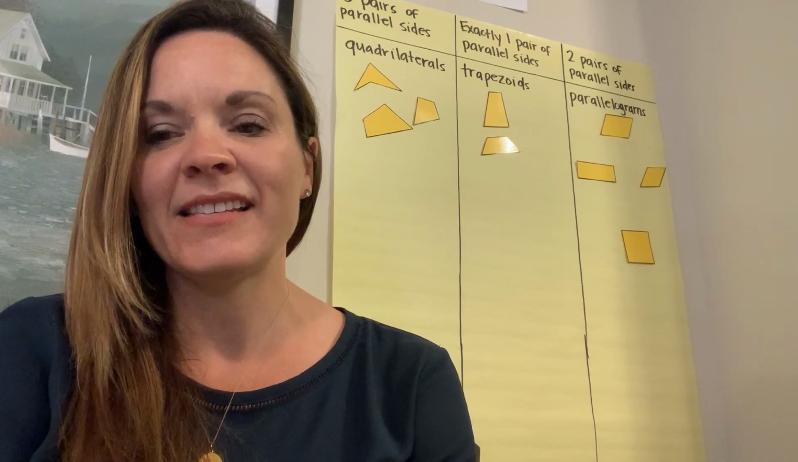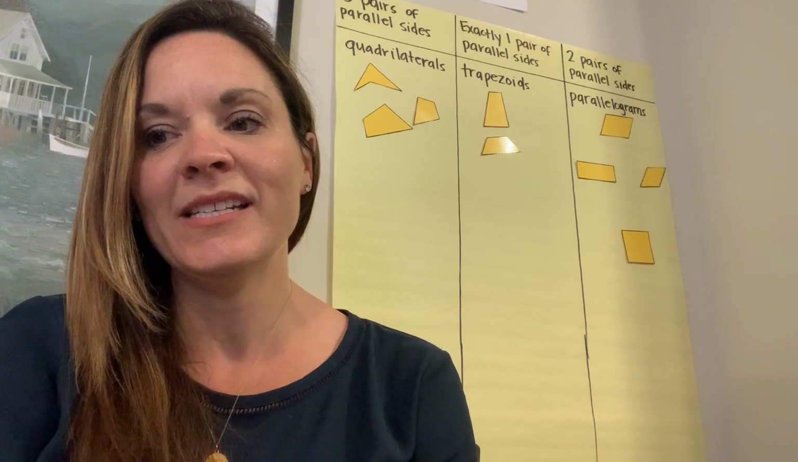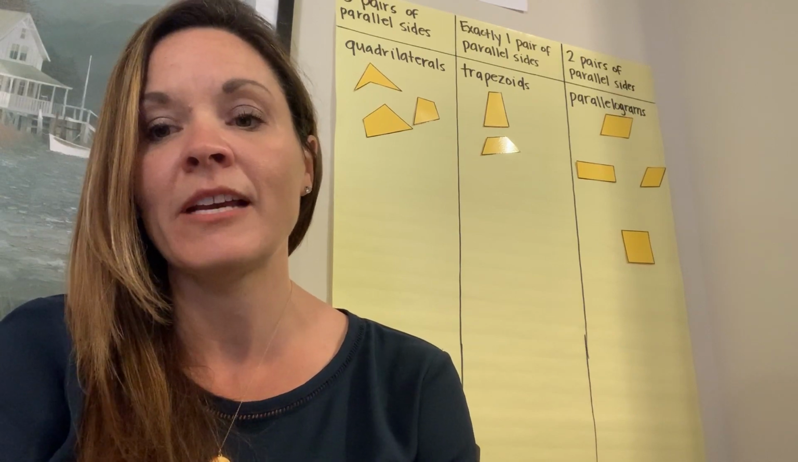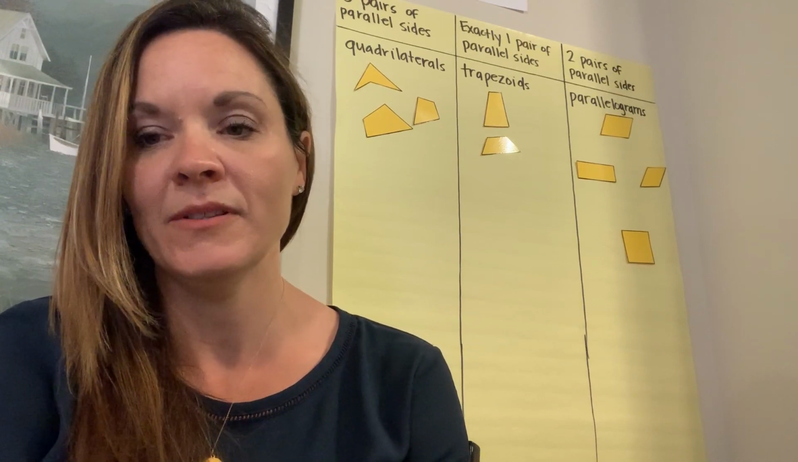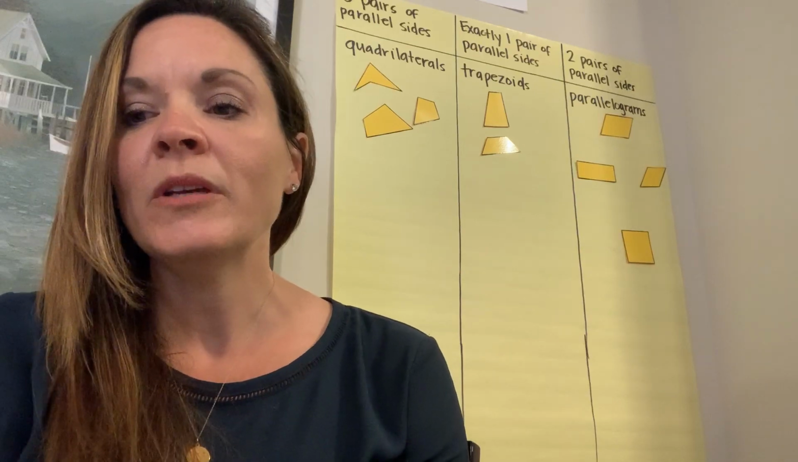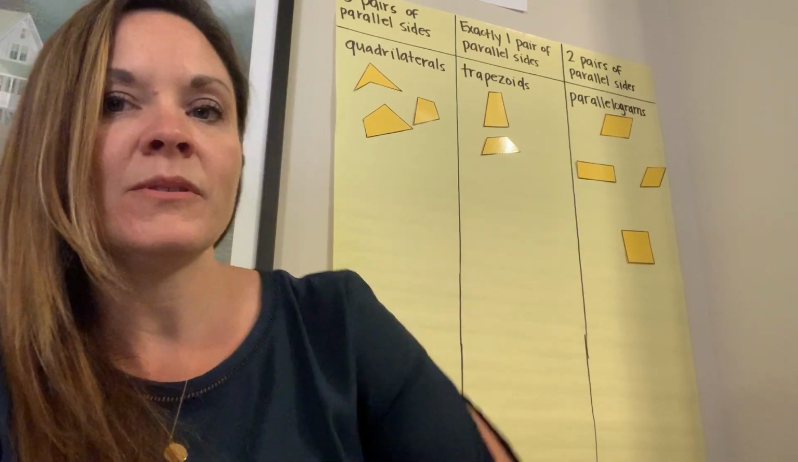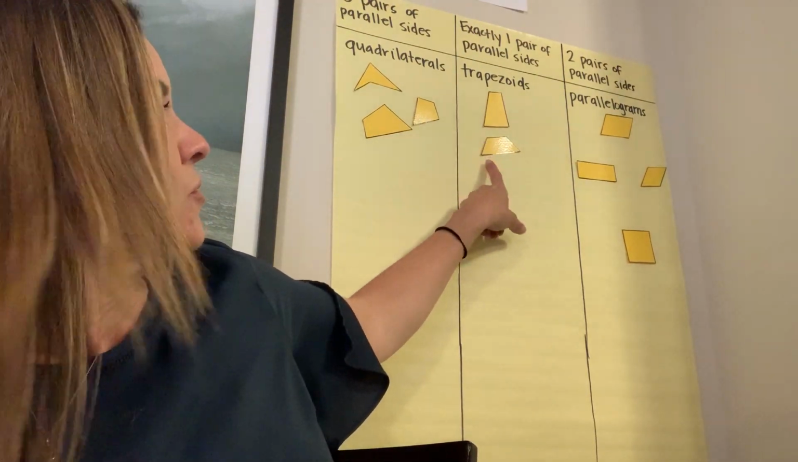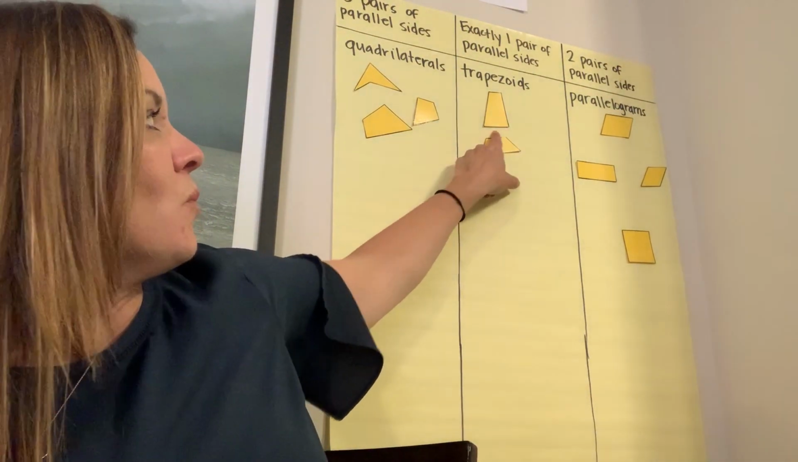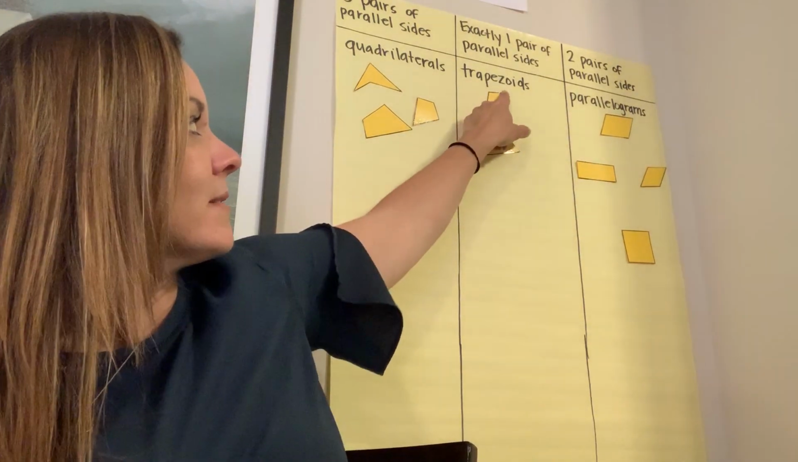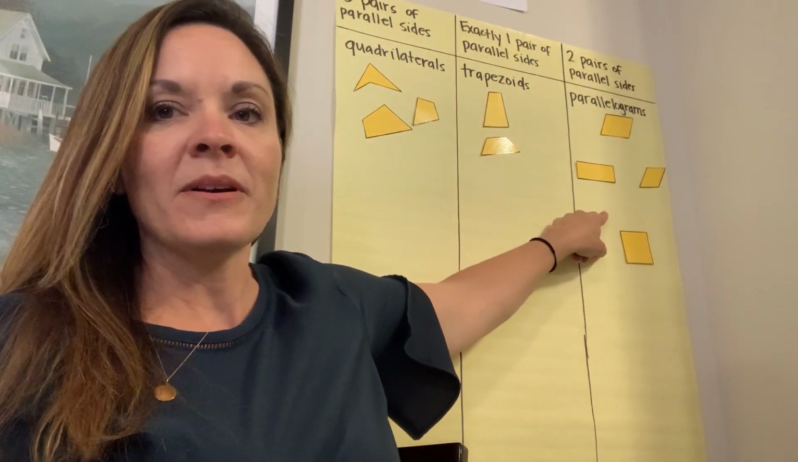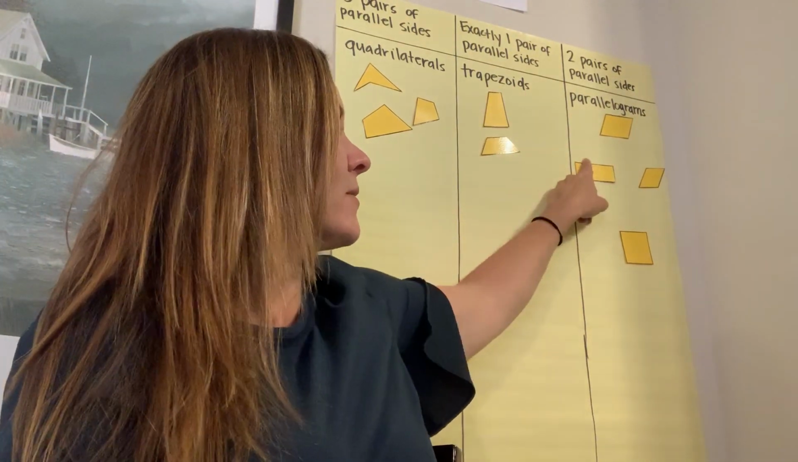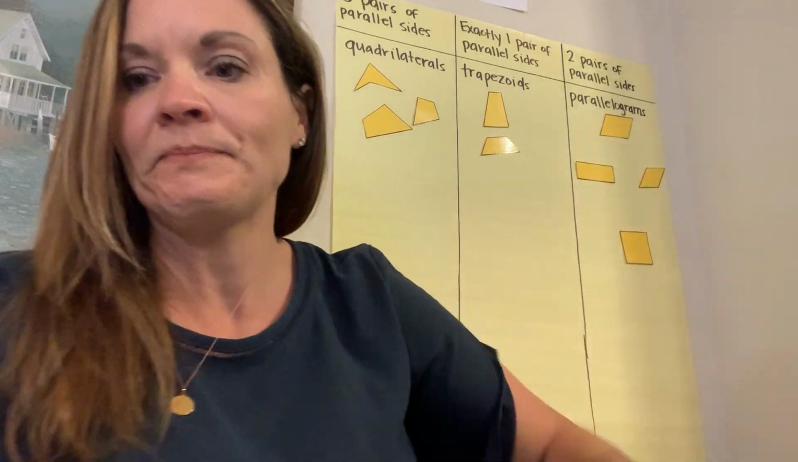For today's lesson, we will be expanding on what we did yesterday when we started learning about classifying quadrilaterals. To recap, we noticed that some quadrilaterals have no pairs of parallel sides. Trapezoids have exactly one pair of parallel sides. And parallelograms have two pairs of parallel sides.